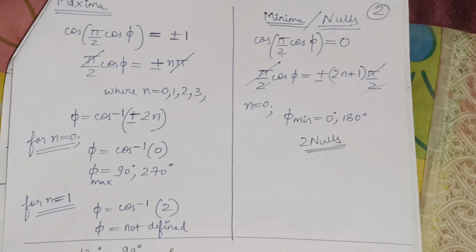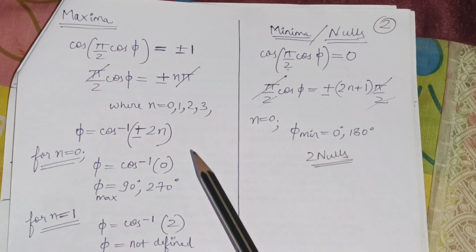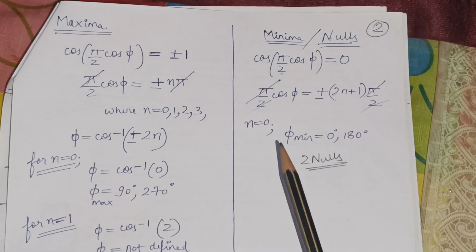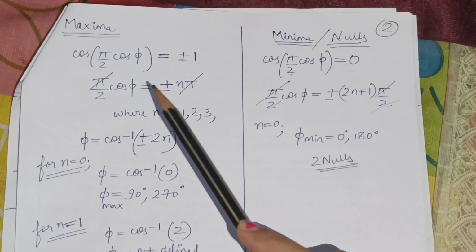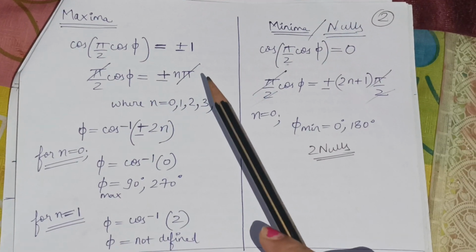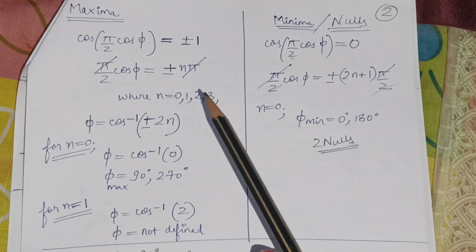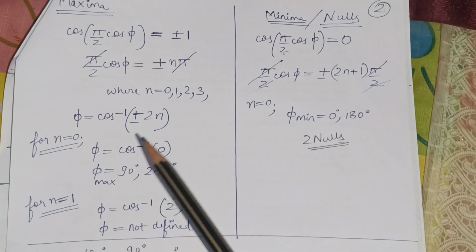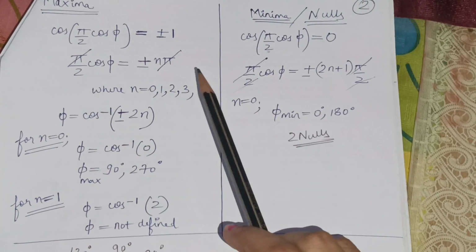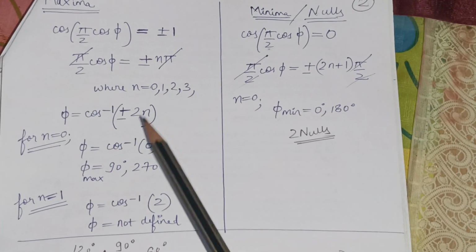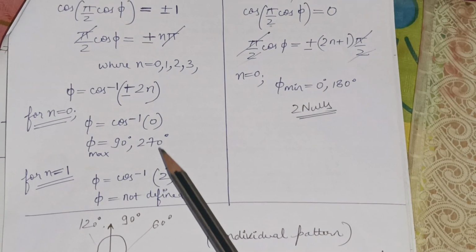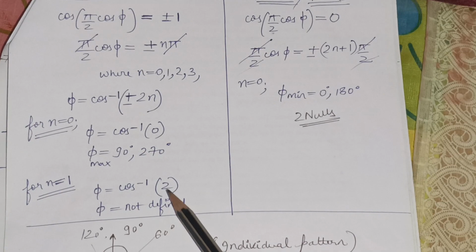To draw the individual pattern, we must know the value of maxima, the angle of maxima and the angle of minima. So we know that cos will be maximum when it is equal to plus minus 1, and this value will be an integral multiple of n pi. Here n is an integer, you can put the values and you can calculate the angle of maxima and minima. So it will be cos inverse of plus minus 2, and 2 will be multiplied here. You can put n is equal to 0, you will get 0, and cos will be 0 at 90 degrees, you can say 270 degrees, but cos inverse of 2 will not be defined.